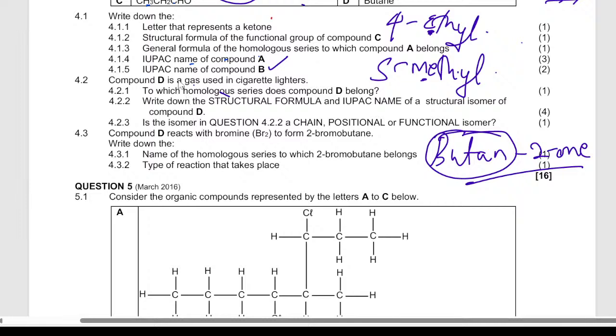They are saying that compound D is a gas. Compound D is a gas, it is butane, used in cigarette lighters. To which homologous series does this belong? Which homologous series? Alkanes. Then they are saying that write down the structural formula and IUPAC name of an isomer of compound D.